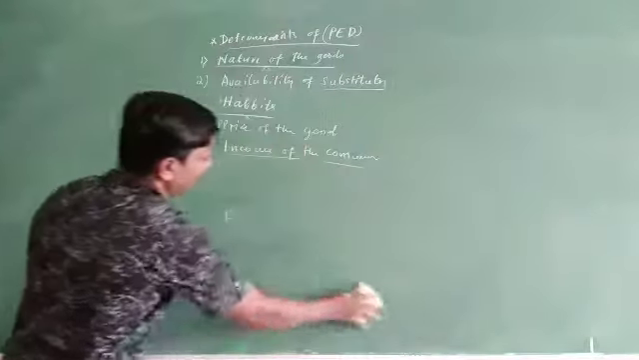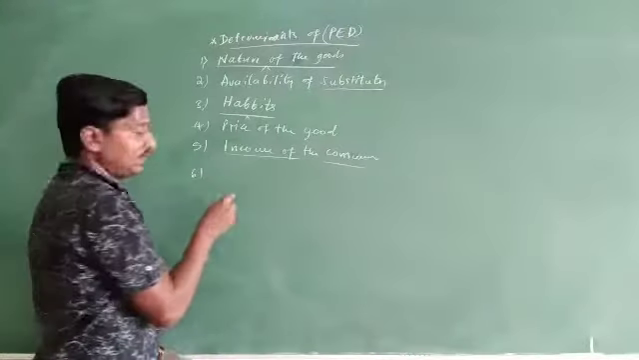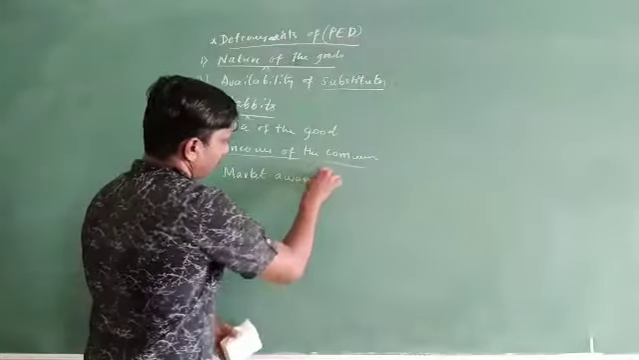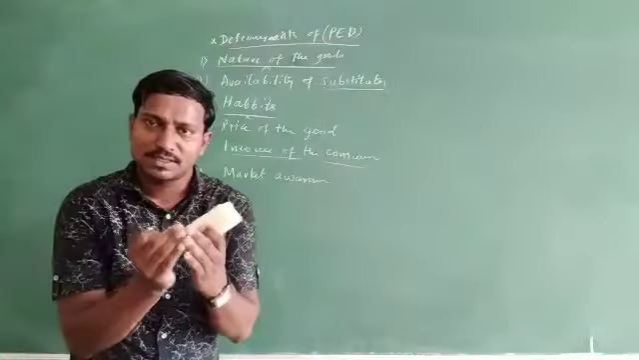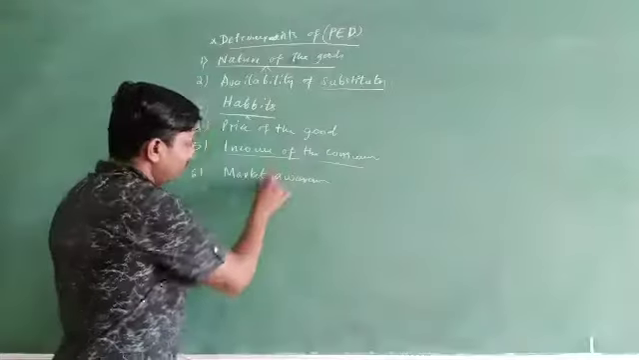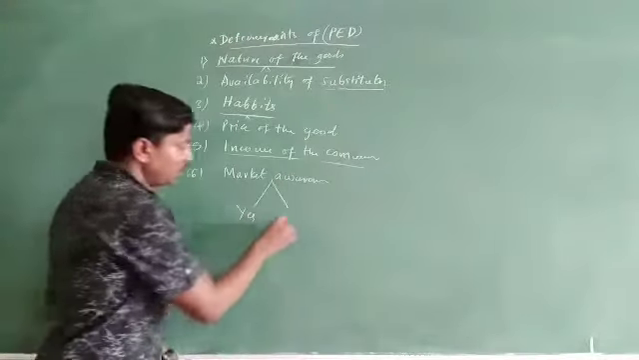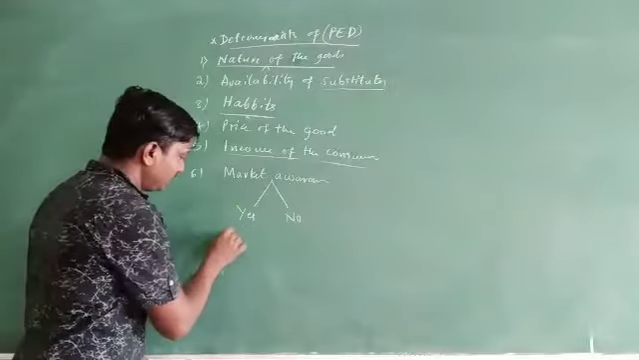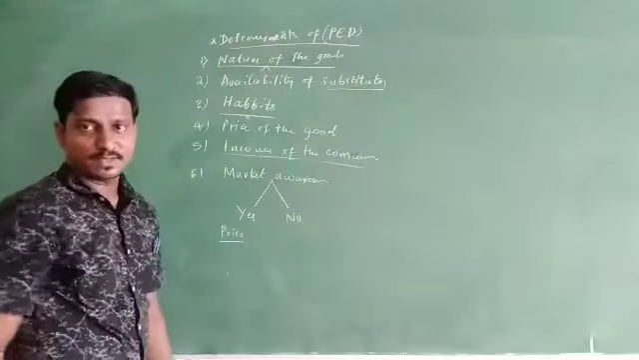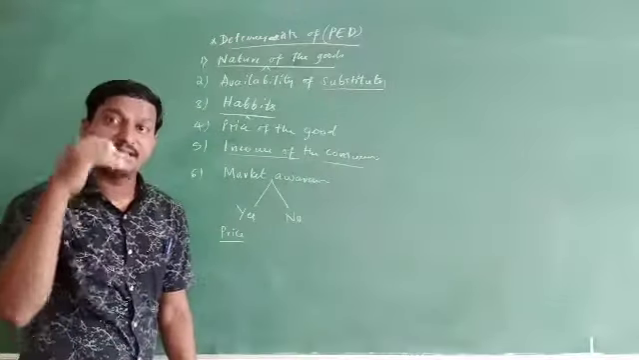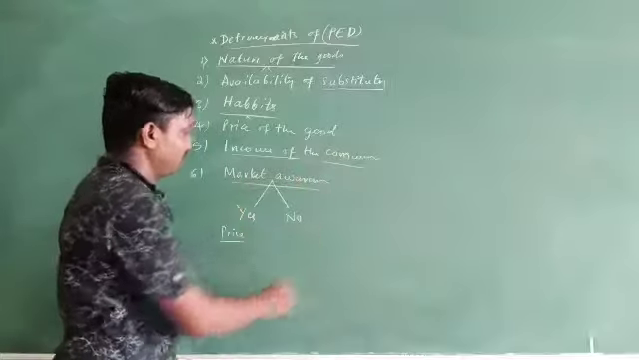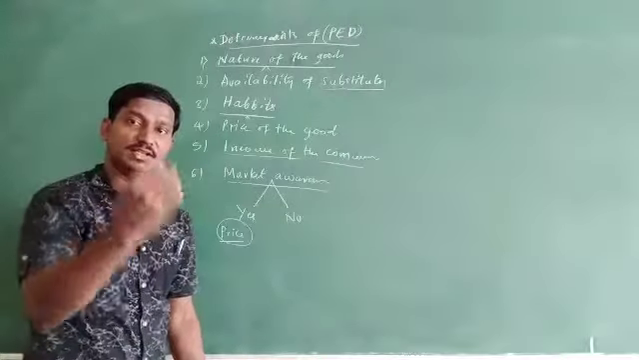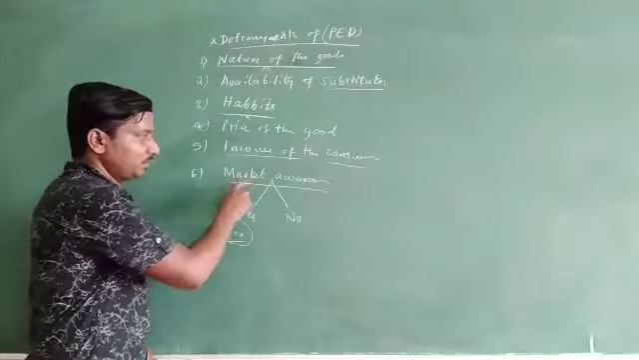Coming to the next one, determinants of price elasticity of demand, the sixth one is market awareness. The persons who have market awareness must take care about the price. They know what the price is right now, what it is going to be in the future, and what it was in the past. Because of market awareness, they know how the trend of the price is going to be, whether it increases or decreases, and they can calculate well in advance.